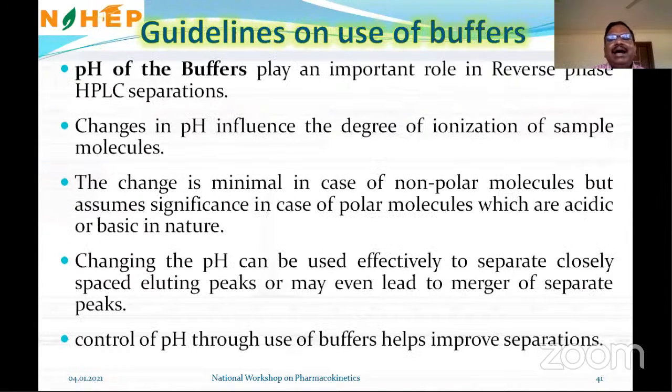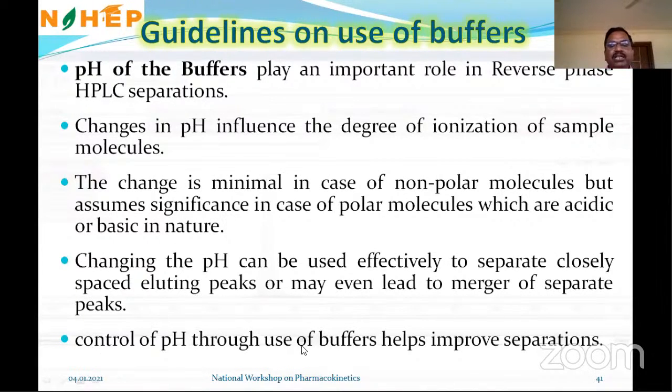Then coming to the guidelines on use of a buffer. The pH of the buffer plays an important role in reverse phase HPLC separations. The change in pH influences the degree of ionization of the sample molecules. The change is minimal in the case of non-polar molecules, but becomes significant in the case of polar molecules, which are acidic or basic in nature. So a pH change can be used effectively to separate closely spaced eluting peaks, or may even lead to merger of the separate peaks.